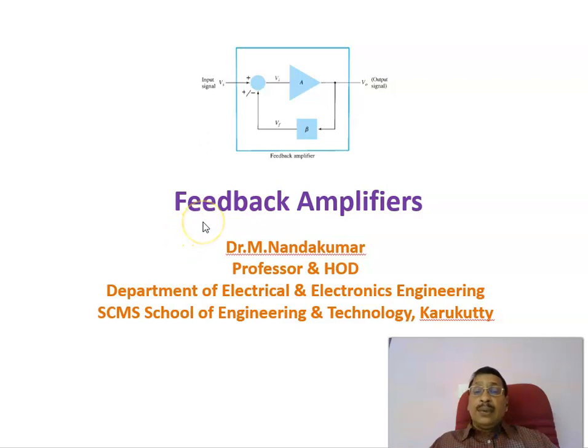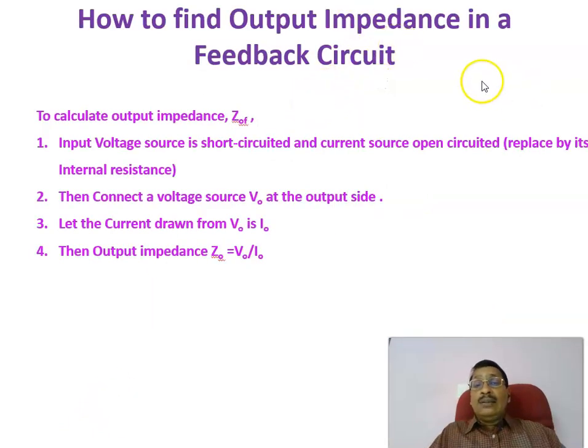This is the second part of feedback amplifiers, in which in the previous one I explained the different topologies and derived the equation for the input impedance with feedback in case of voltage series feedback, voltage shunt feedback, current series feedback, and current shunt feedback. In this presentation, I will be looking into how feedback affects the output impedance of the amplifier. So let us see how you can calculate the output impedance in the feedback circuit.